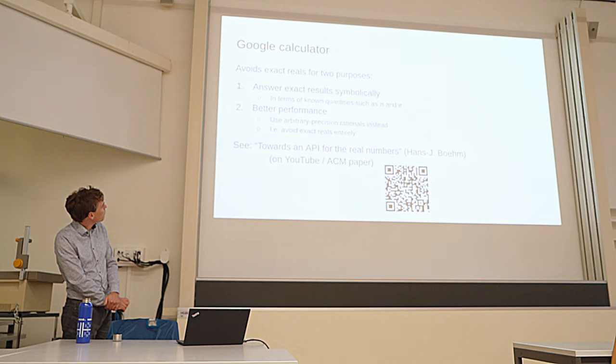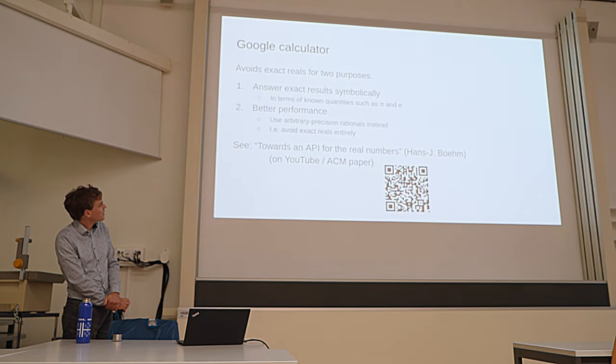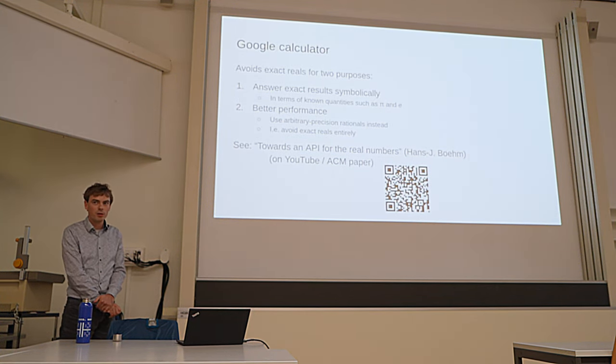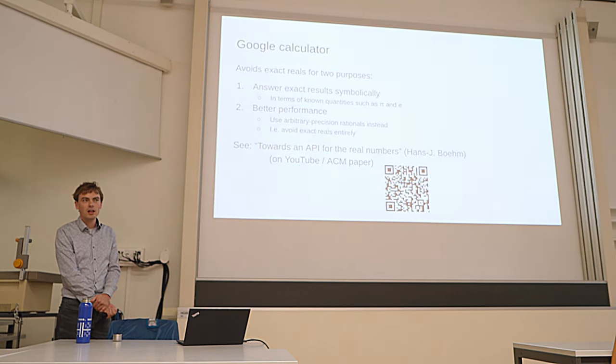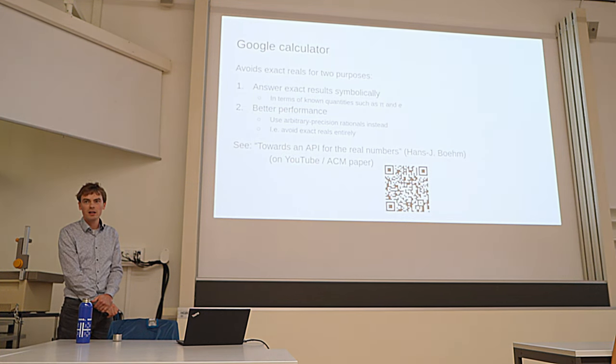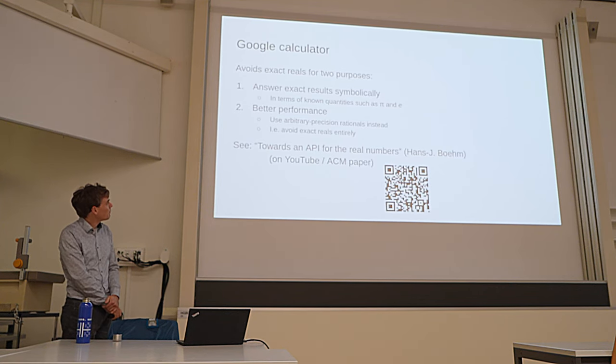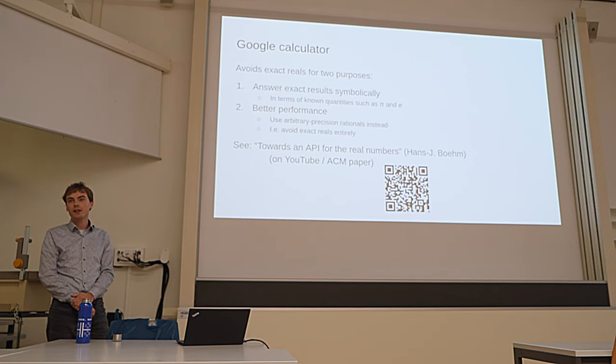because these kind of, so already the first point here, answer exact results symbolically. That's a big one, right? So if you can just say what you just computed was the number pi, that's a game changer in terms of your calculator actually helping you out. So being able to do a lot of things symbolically doesn't just help with producing results faster. It improves the quality of the answer as well.